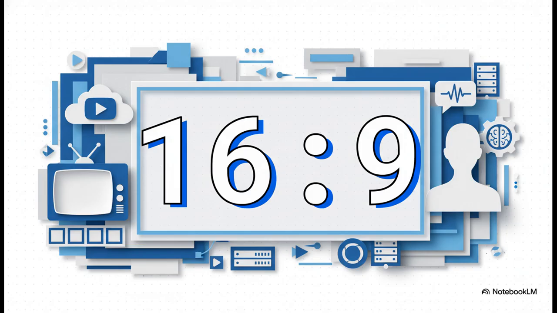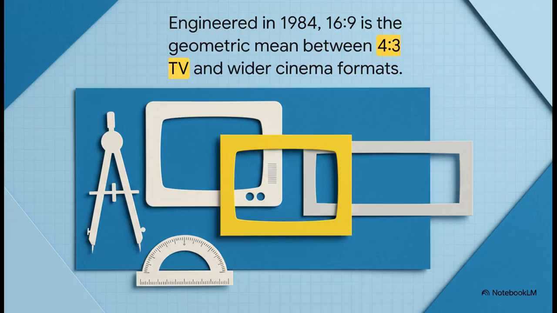This is the universal standard aspect ratio for pretty much every screen, from your TV to the YouTube player you're probably watching right now. And what's so cool is how we got this ratio. It was actually engineered way back in 1984. It's the perfect mathematical compromise, the geometric mean, between the old squarish 4:3 TVs and those super wide cinema screens. It became the one-size-fits-all solution, and now it just dominates everything.